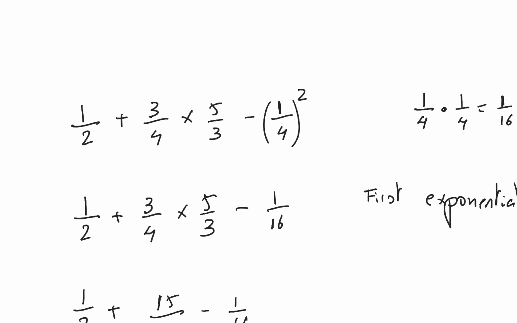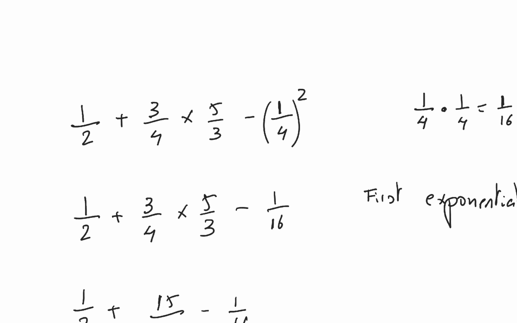Okay. Now let's do another more complicated problem. That is this one: 1/2 plus 3/4 multiplied by 5/3 minus (1/4) squared. What will you do first? The first that you will do is the exponentiation. The exponentiation is 1/4 raised to the power 2. So it's 1/4 multiplied by 1/4, which is 1/16.